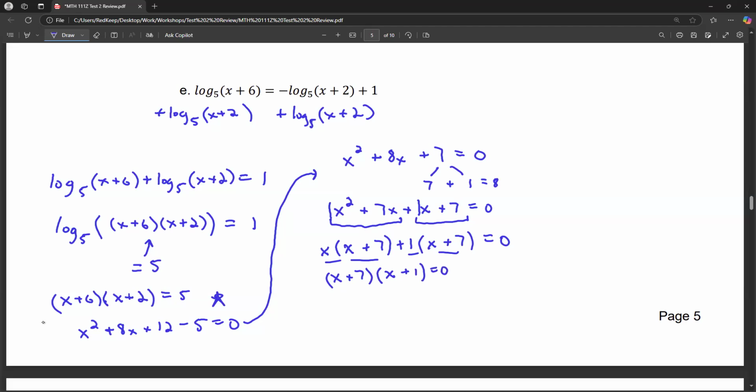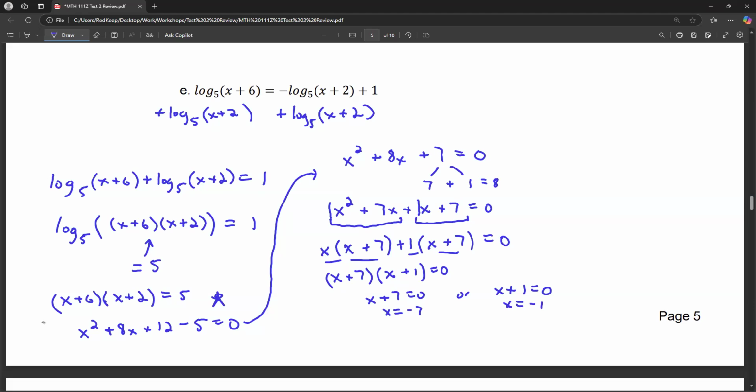So a little review there, right? The zero product rule says that if I have (x + 7)(x + 1) = 0, then either x + 7 is equal to 0, or x + 1 is equal to 0. Solving these, we see that x is equal to -7 and -1.